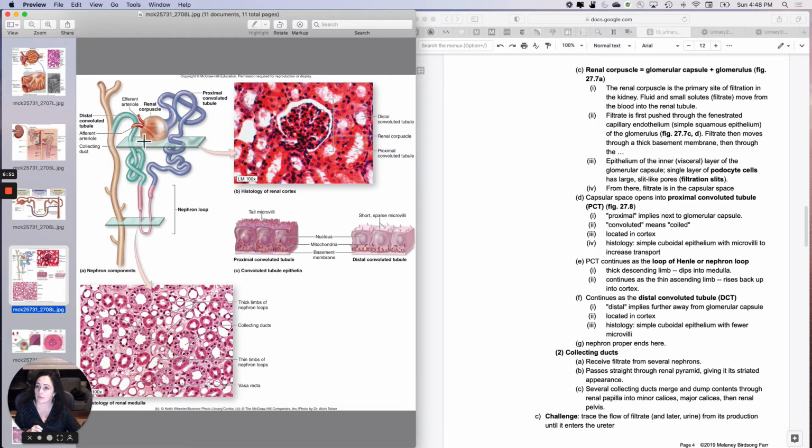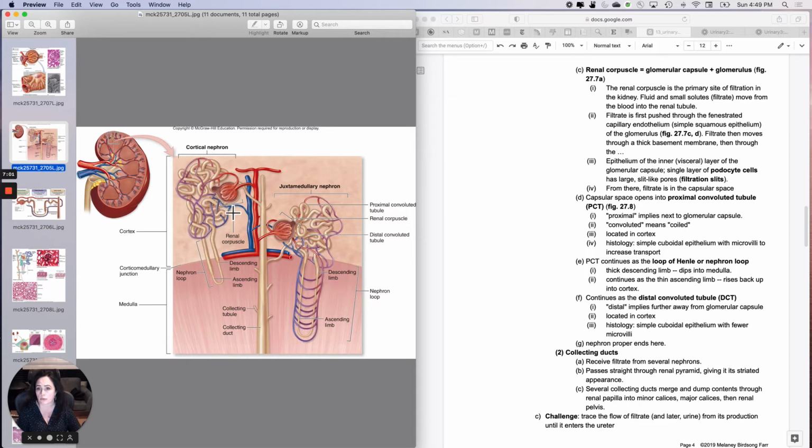So the distal convoluted tubule will actually dump into what we call the collecting duct. And by the time you get into the collecting duct, it serves more than one nephron. So it's actually not considered part of the nephron. All of these nephrons would have dumped into it. The collecting duct is not a part of every nephron; it's basically going to be collecting from multiple nephrons.